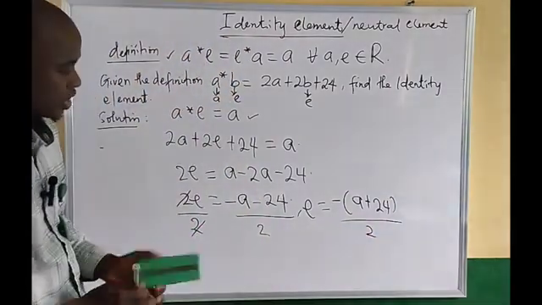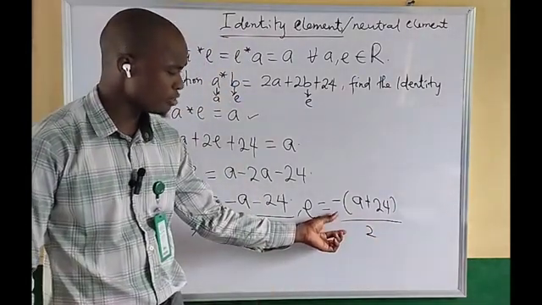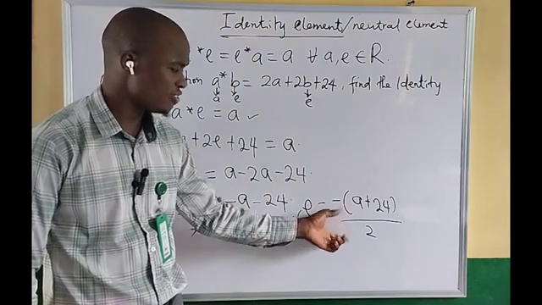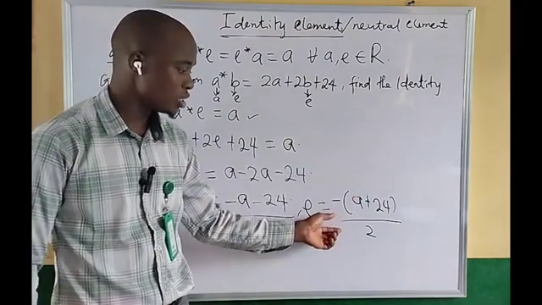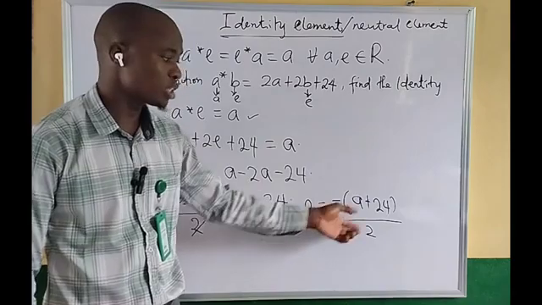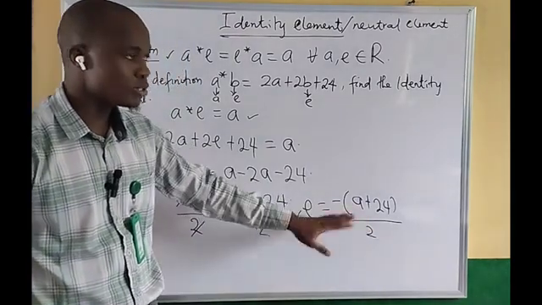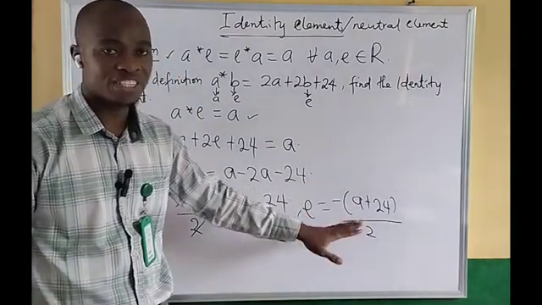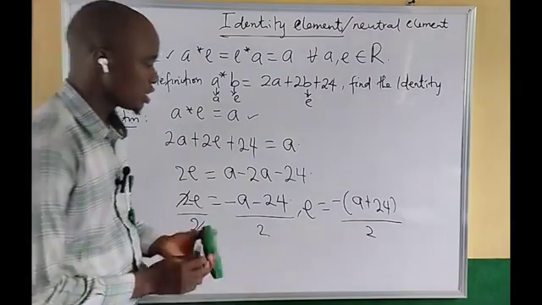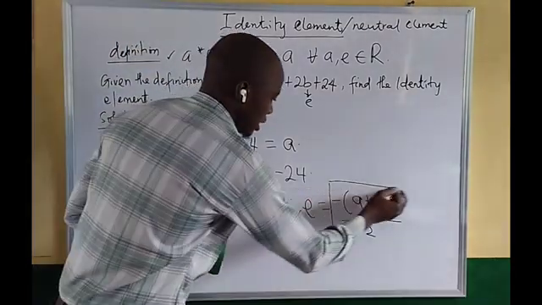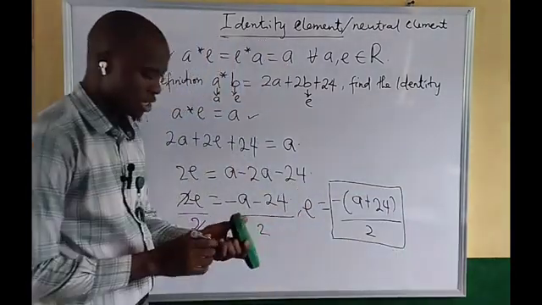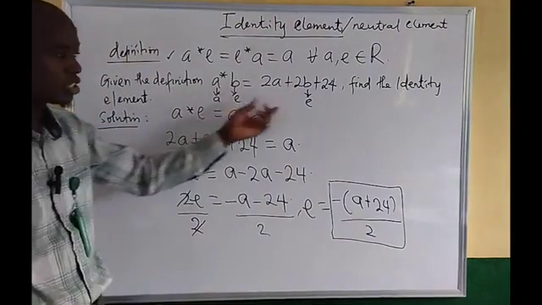So now here, as you can see, if we can divide this through or take it to its simplest form, we can actually do that. But as it is, this is its lowest form. And this is the identity element we are talking about, according to the definition given to us.